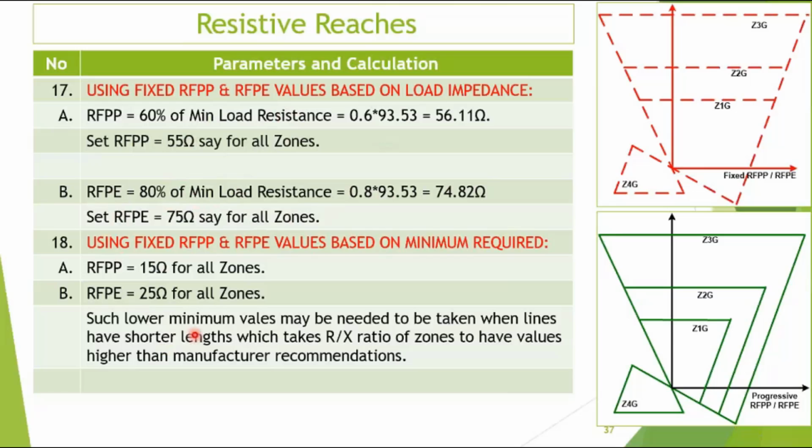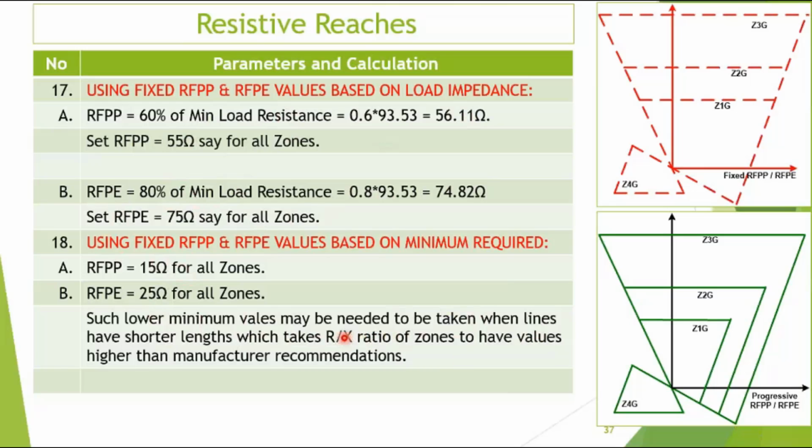And suppose you have a very short line, not that much long line. You cannot increase the resistance coverage to a very high value. You will have to keep it based on the minimum required. This is a must. You should not go below this one. Such lower minimum values may need to be taken when lines have shorter lengths, which takes R by X ratio of zones to have values higher than manufacturer recommendations.